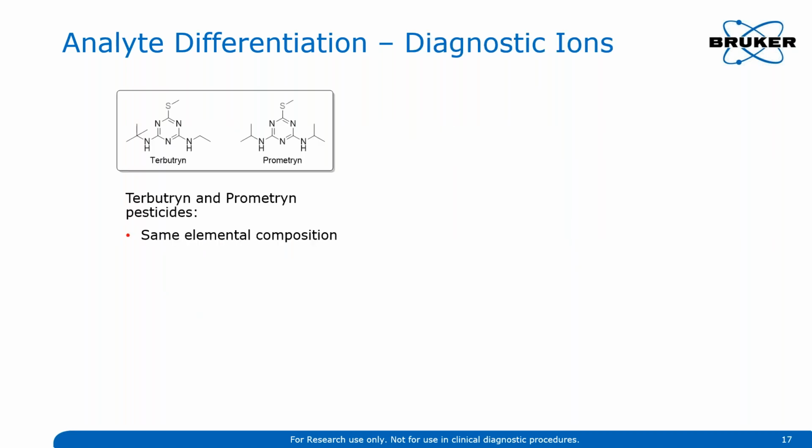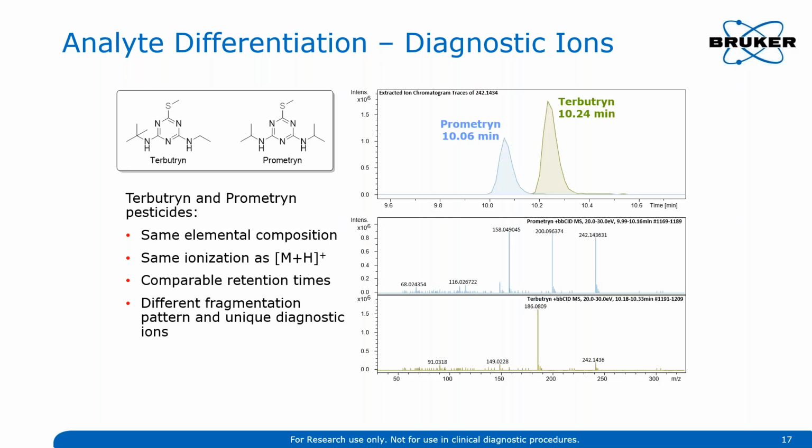Now, a slightly more challenging example. So here we have another pair of pesticides. Again, both have the same molecular formula, same ionization pattern through protonation, and similar retention time, maybe a little bit too close for comfort. But note that different fragmentation patterns in broadband CID produce unique diagnostic ions that allow us to distinguish them very reliably.